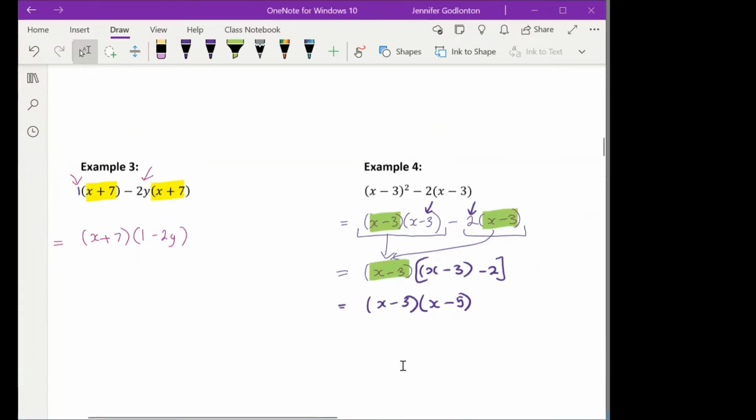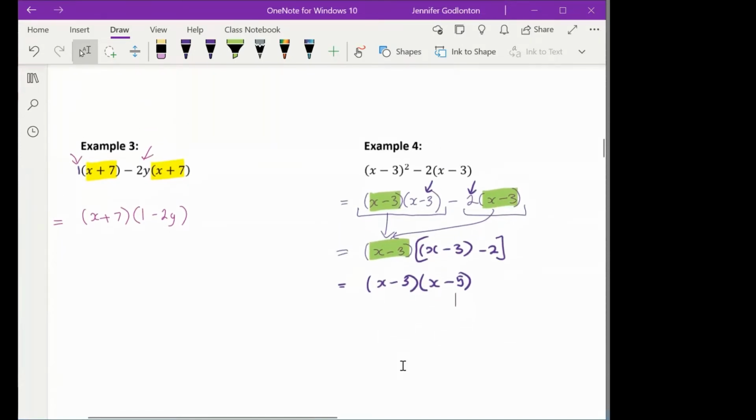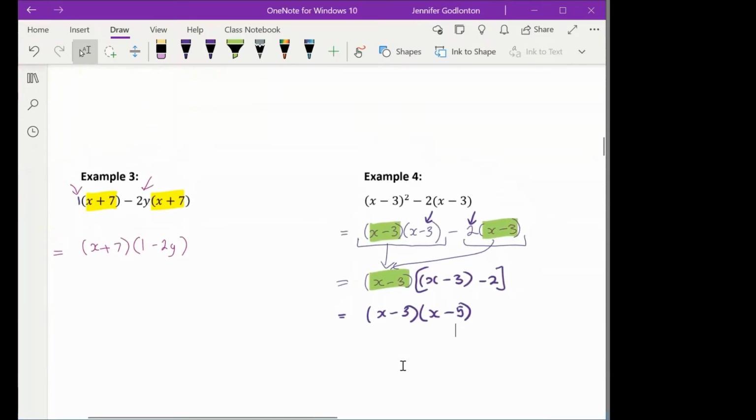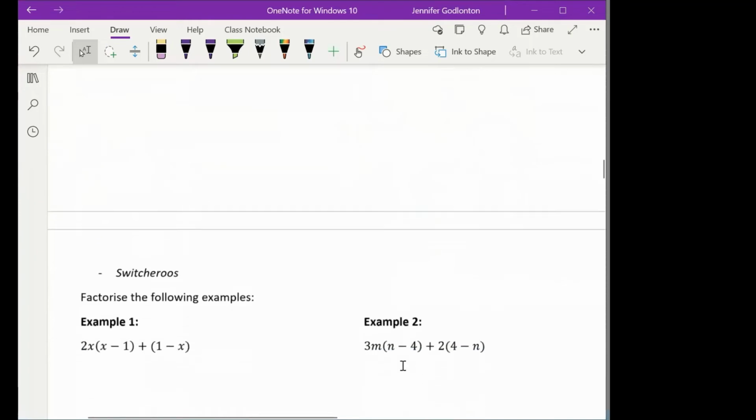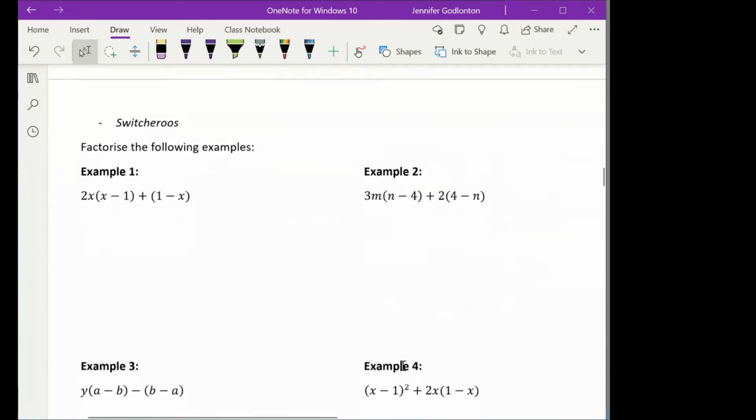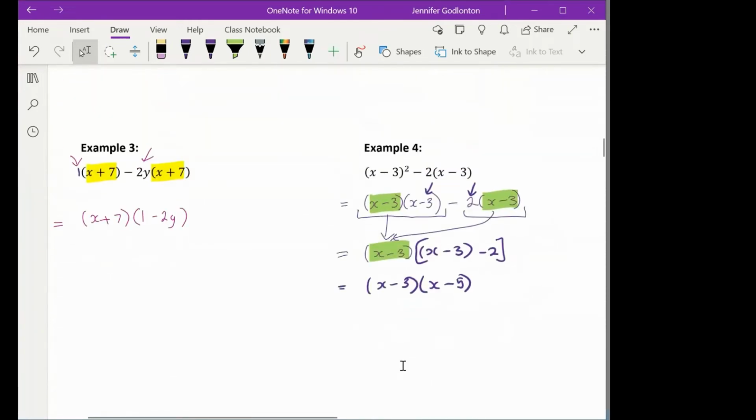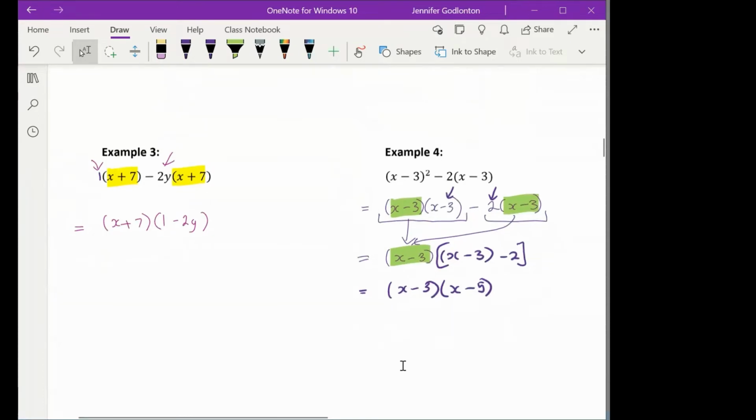Okay, so that was example 3 and 4. We are now going to jump on to some switcheroos. I know we're going through. Could you please explain example 4 again? Sure.